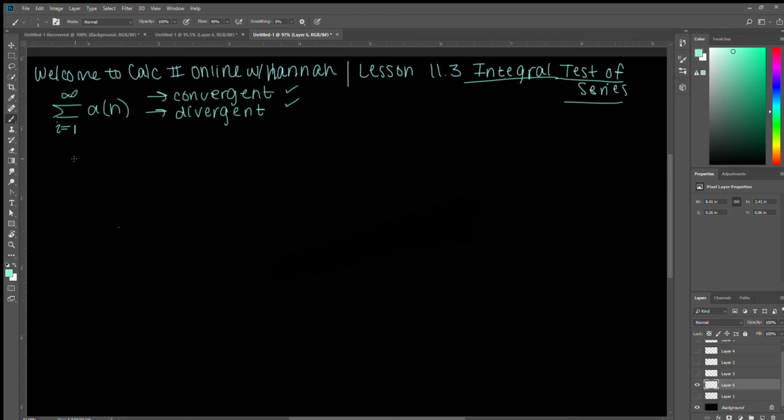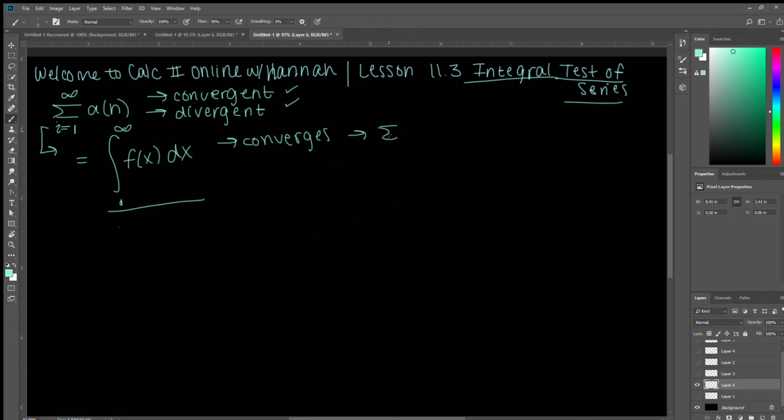Now, the integral test of series states that whether a series, like the one above, is convergent or divergent can be determined by rewriting the series as an indefinite integral. So in rewriting this series, we're going to have the integral symbol from 1, which is taken from this bottom number right here, and goes all the way to infinity, which is this top bit right here, of a of n. But instead of writing a of n, we're going to be writing f of x. This is just for notation, so we don't get confused. And then dx.